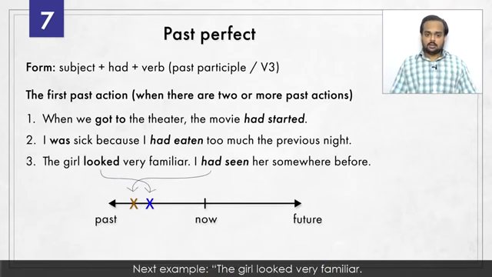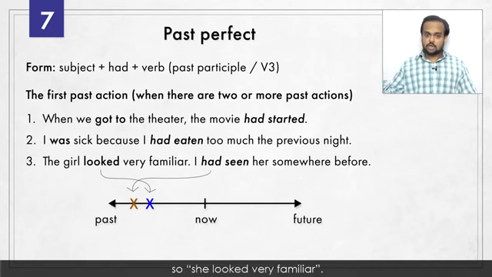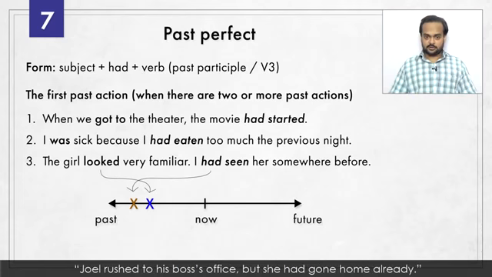Next example. The girl looked very familiar. I had seen her somewhere before. First, I had seen her somewhere before, maybe a few years before, so she looked very familiar.